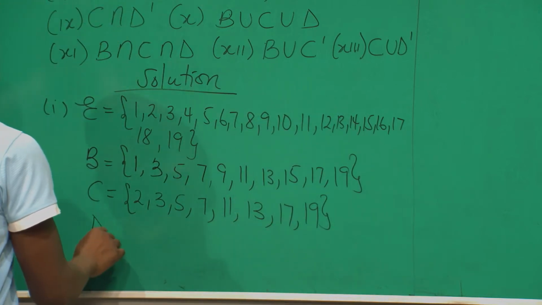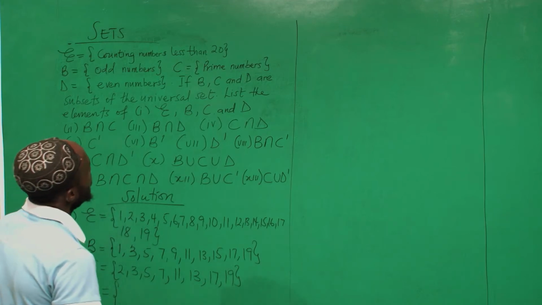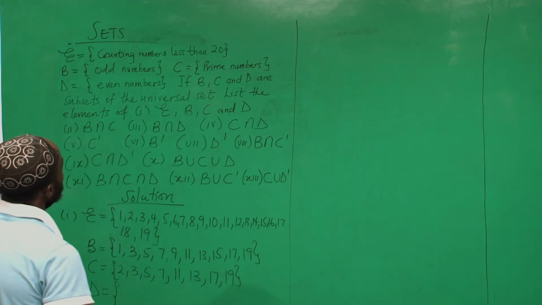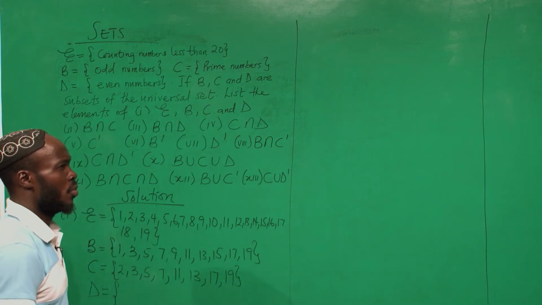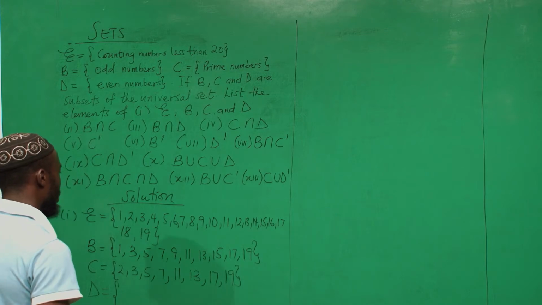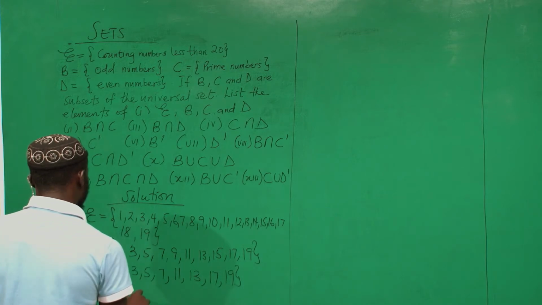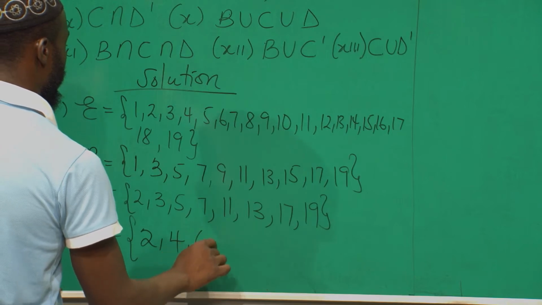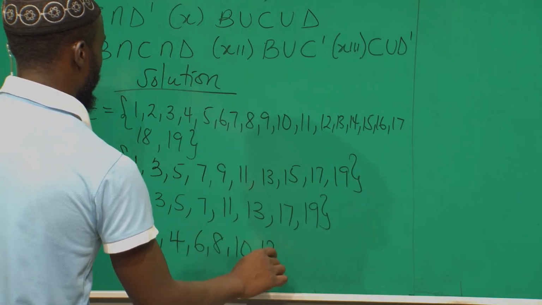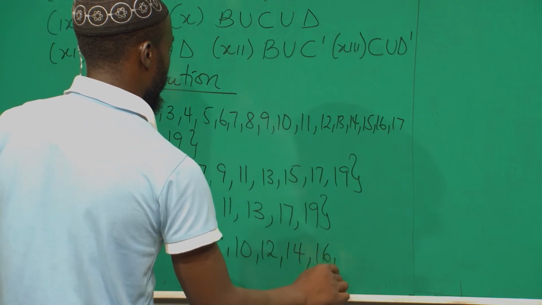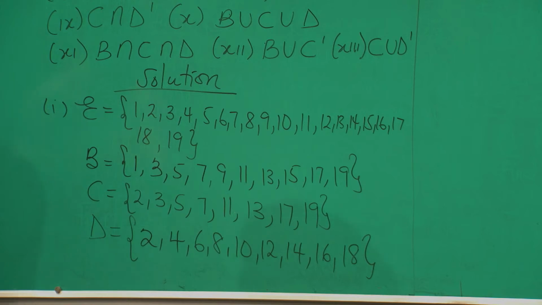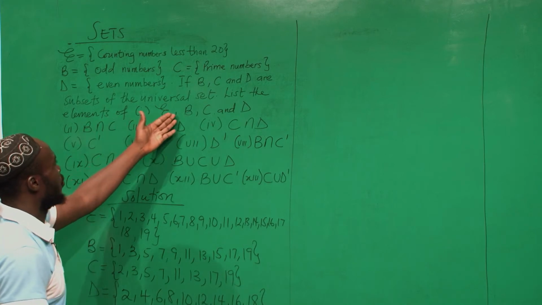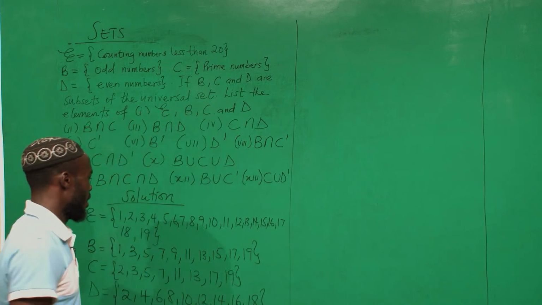Then we go to D. D says even numbers. Even numbers are numbers that can be divided by 2 exactly without a remainder. So we have the multiples of 2. That's 2, 4, 6, 8, 10, 12, 14, 16, 18. It shouldn't cross the highest of the universal set. Okay, so that is the first thing we were asked to do: list the elements of the universal set, B, C, and D. And that's what we've done here.